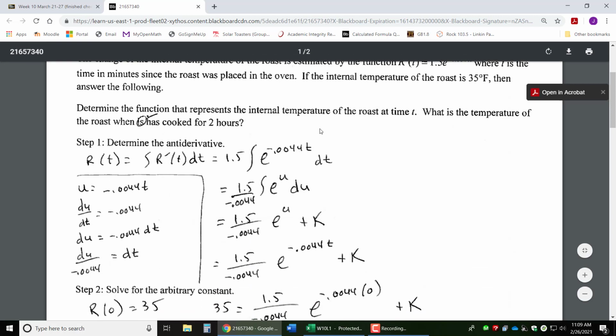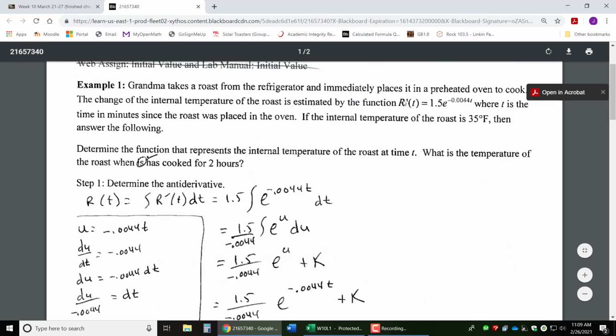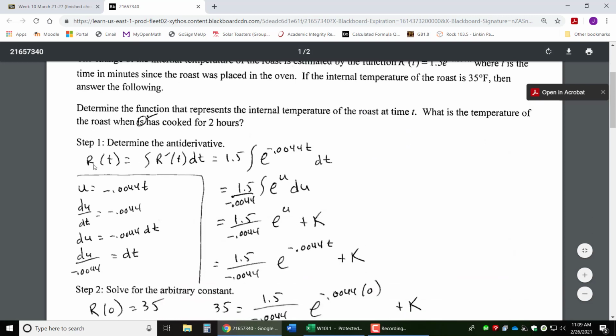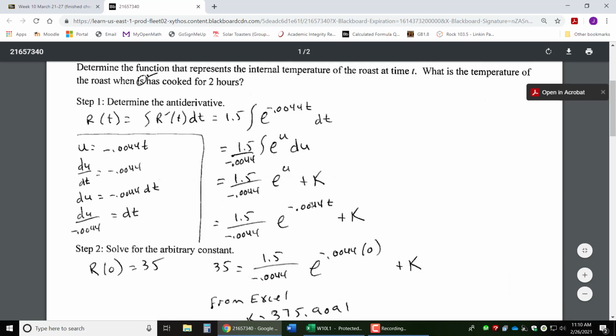Antiderivative. So we're given the rate, r prime, and we want to find the r, so that's the antiderivative. You can see my little notation set up here. We've got e to a power of, so u substitution. We've done that previously. And then I just write it, and then I take the antiderivative. The antiderivative of e to the power is e to the power. And then I substitute the u back in.